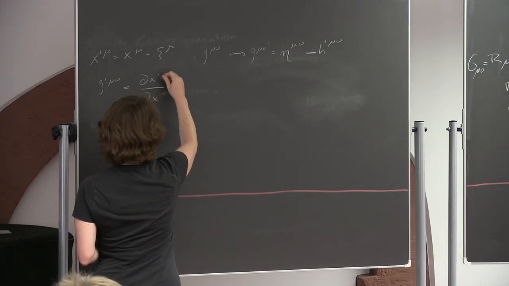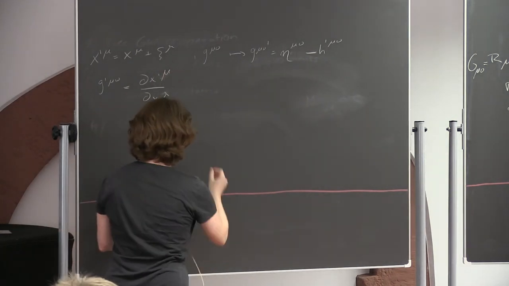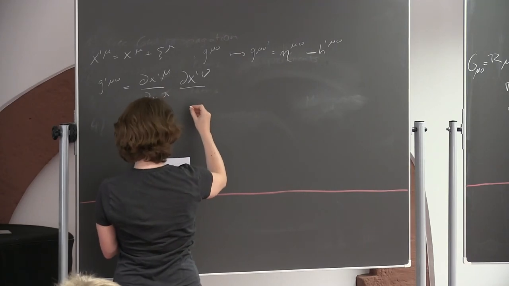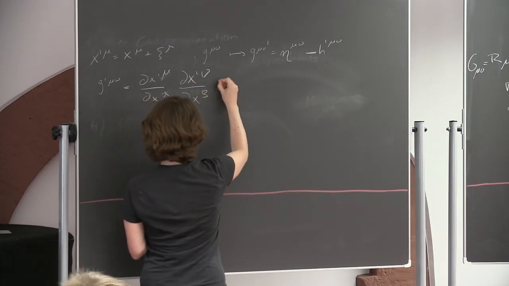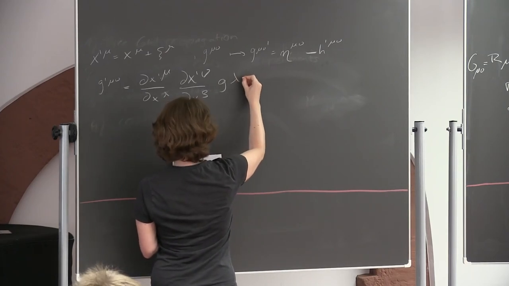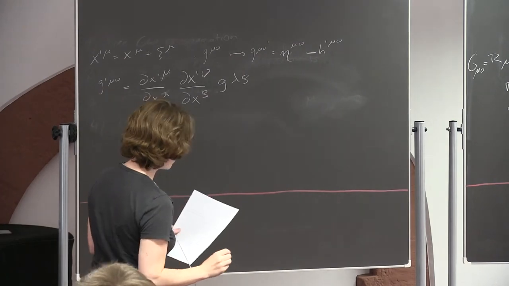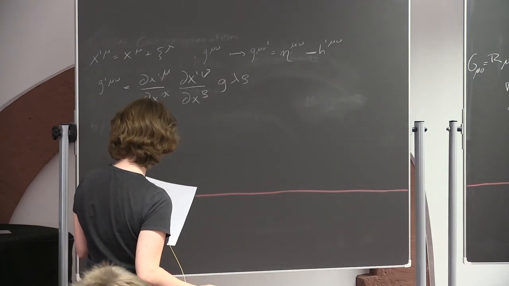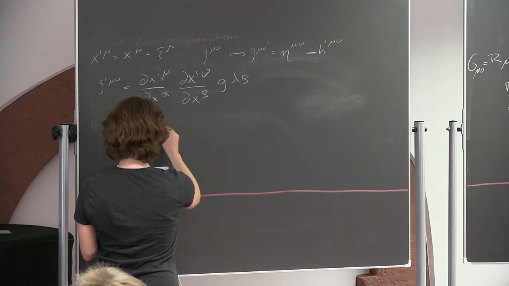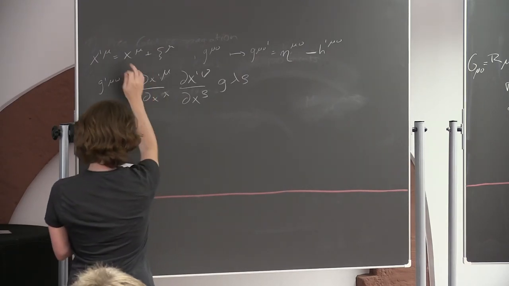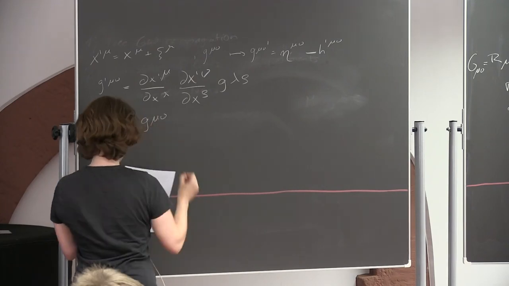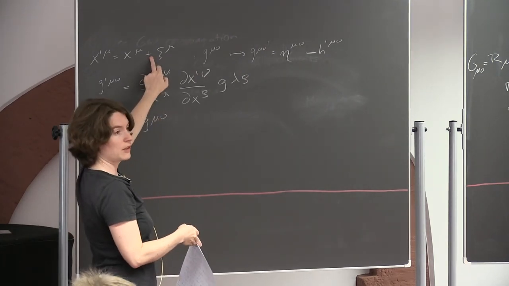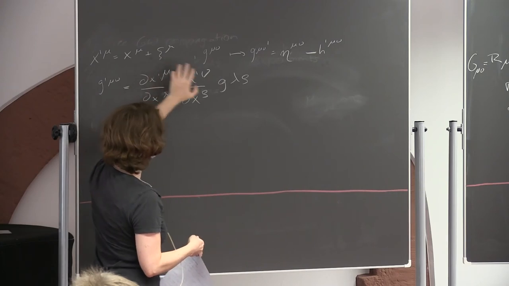These are probably too small, right? So this is a mu, this is a lambda. And the same for the second index, so dx prime nu over dx rho, and then contracted with g lambda rho. Okay, so what is that? From here, if you just take the derivative of the first guy, you get back your original metric. And we're considering a small, infinitesimal transformation xi. So both xi and h are small now.